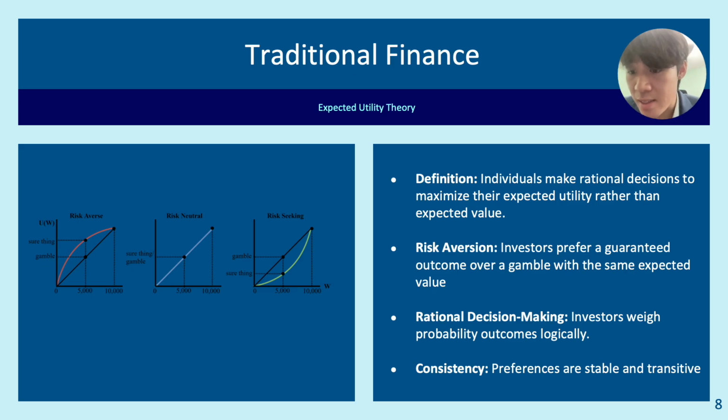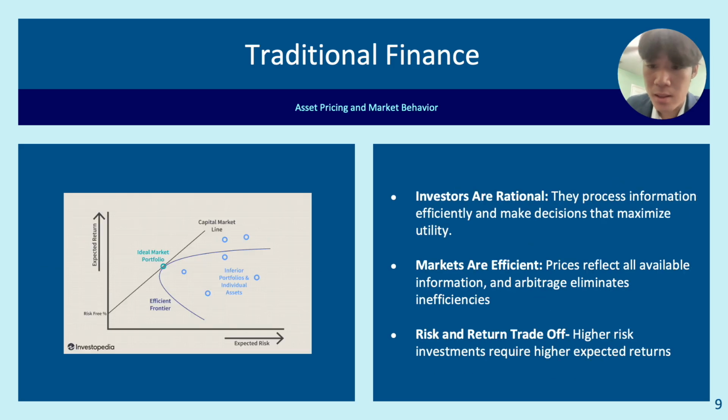Consistency states that preferences should be stable. If an investor prefers stock A over stock B today, they should continue preferring stock A over stock B tomorrow unless new information arises. Another assumption in traditional finance is that investors behave rationally and markets are efficient. Investors are rational. They process all available information correctly and make logical investment choices. Markets are efficient. Prices adjust instantly to new information, eliminating opportunities for mispricing and risk-return trade-offs. So investors accept higher risk for the potential of higher returns.